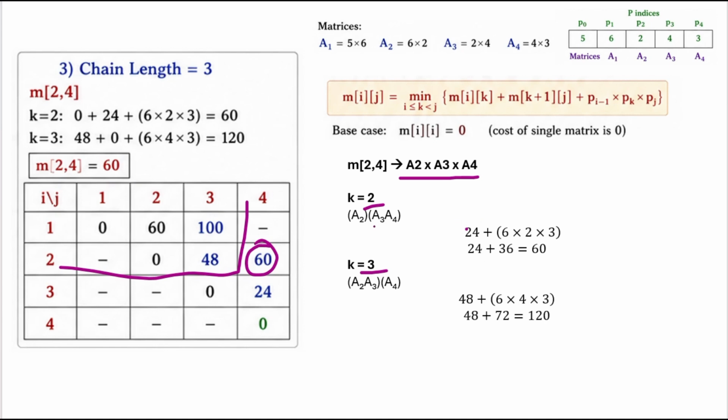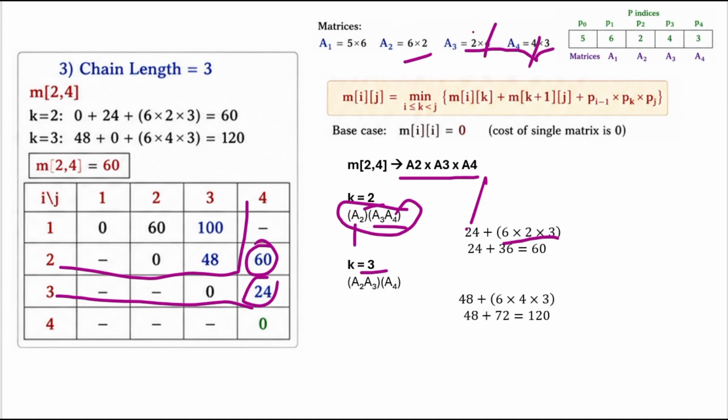So these values we pick from the table data. A3, A4, what is the value? 3, 4, the value is 24, right? If the value is 24 plus, then find the number of scalar multiplications needed to perform this way of matrix multiplication. So find the A2 matrix. A2 is 6 into 2. Then A3 into A4, the resultant matrix is 2 into 3, right? 2 into 3.